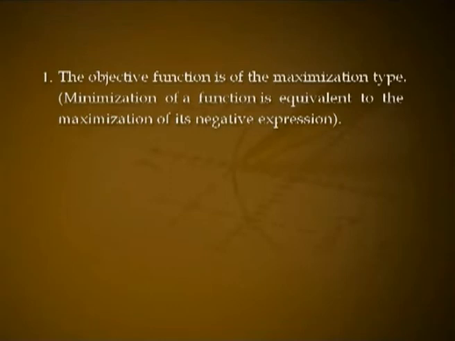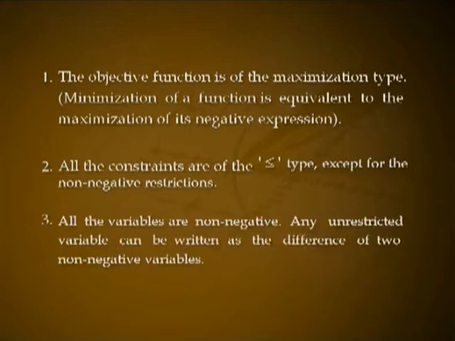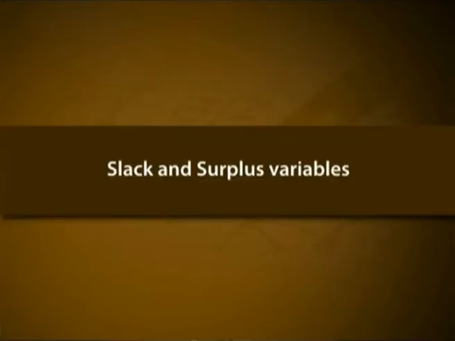The characteristics of this form are: 1. The objective function is of the maximization type. Minimization of a function is equivalent to the maximization of its negative expression. 2. All the constraints are of the less than or equal to type except for the non-negative restrictions. 3. All the variables are non-negative. Any unrestricted variable can be written as the difference of two non-negative variables.